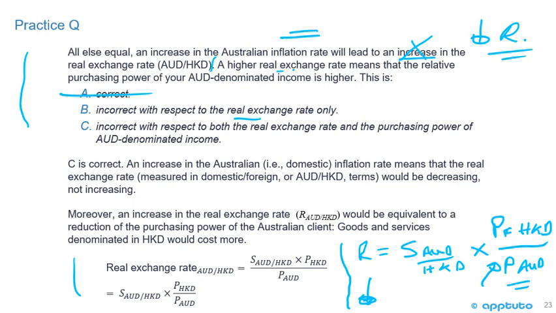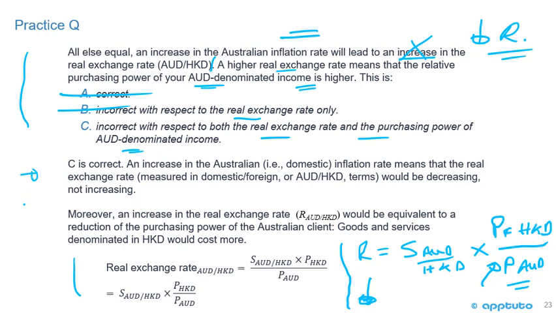It says a higher real exchange rate means that the relative purchasing power of your Aussie dollar denominated income is higher. No, it's going to be lower because the exchange rate has gone down. So my Aussie denominated income is going to be lower, okay? So B is incorrect as well, because actually the second statement is wrong. So it's incorrect with respect to both the real exchange rate and the purchasing power of my Aussie denominated income.